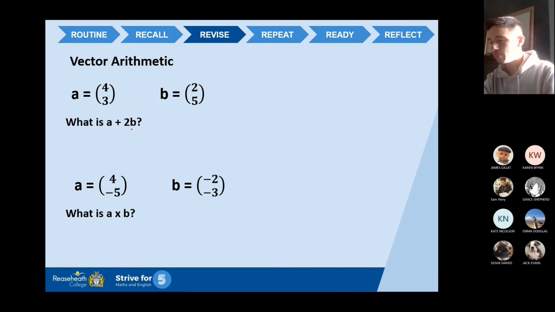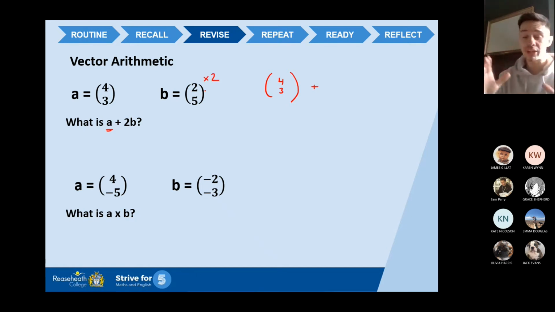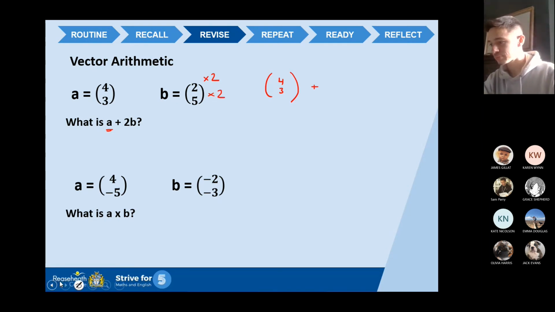What is A plus 2B? Well, A is 4 over 3. So that's going to stay the same. So I'm going to put that here. 4, 3. And we're adding 2B. So 2 lots of this. So what do I need to do? Times that by 2. The whole thing, not just the top number, but the whole thing. The top number, 2 times 2 is going to be 4. 5 times 2 is 10. That is A and that is 2B.